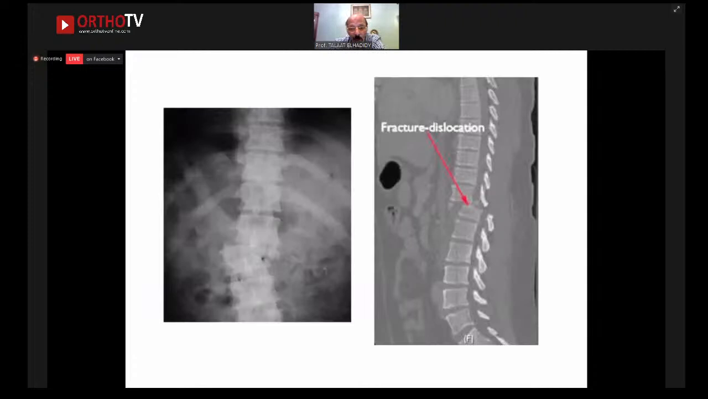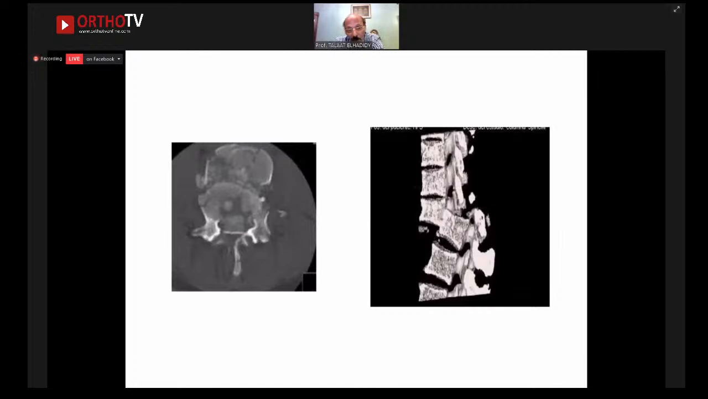Here are the X-rays and the CT, showing the dislocation of L1 over L2. And this is where you can see a double body in one section, because the cut goes through the dislocated vertebra and the vertebra below in one level. It is crossing here in this area. So you can see double bodies in one section.